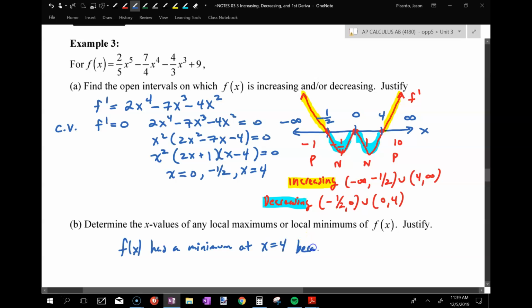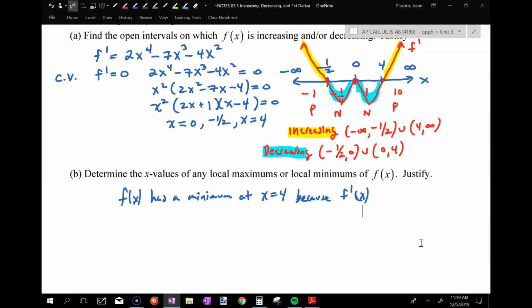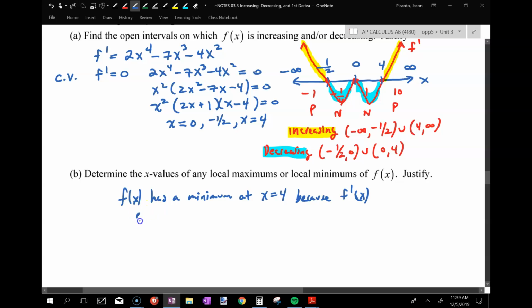Because the derivative changed from negative to positive at x equals 4.